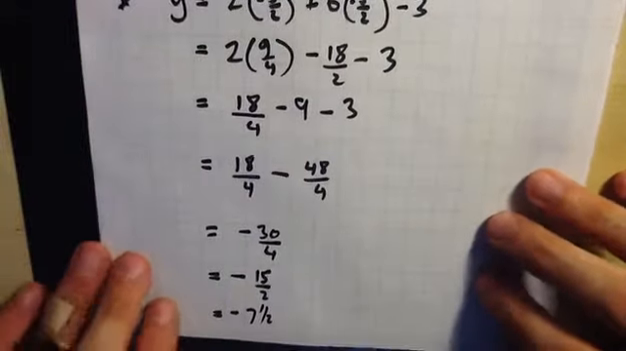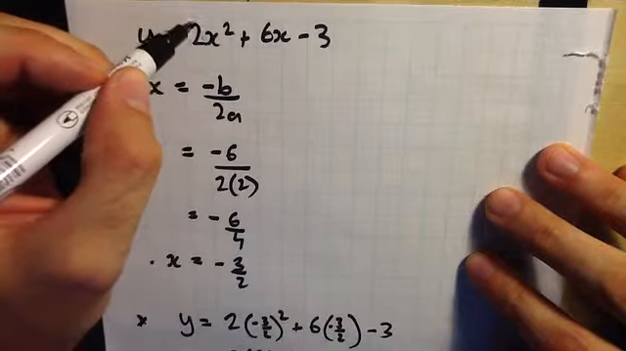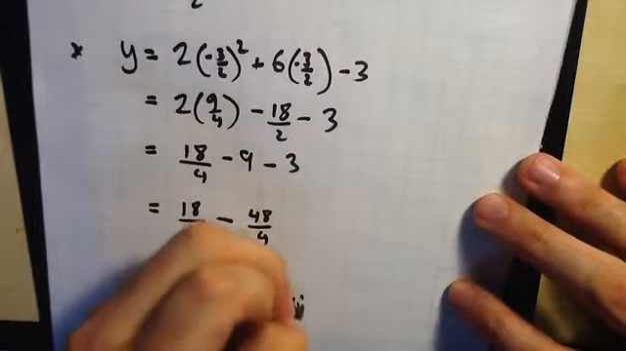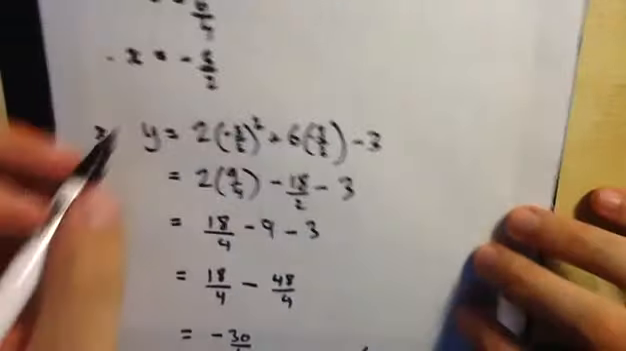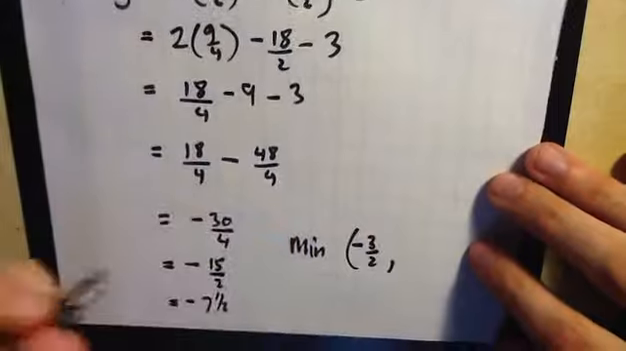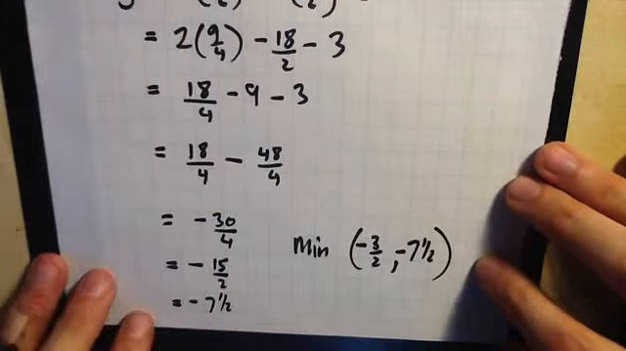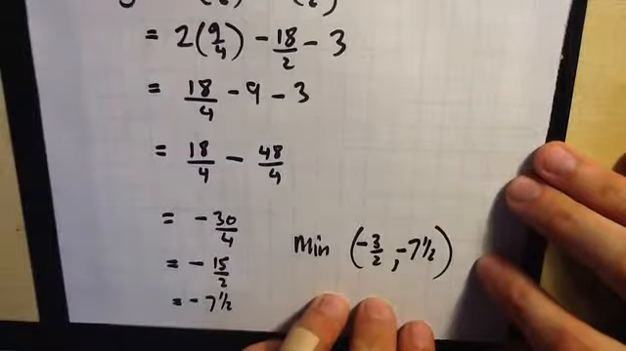Therefore, the coordinates of the vertex, and I know it's actually a minimum, don't I? Because this is positive, this graph is going to look like this. So we have a minimum at negative 3 on 2, negative 7.5. Okay, so that's the coordinates of the vertex, the minimum.